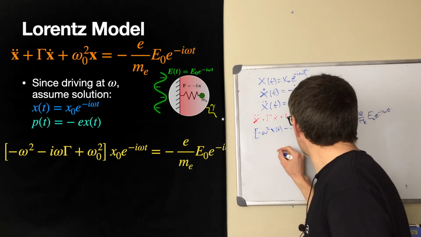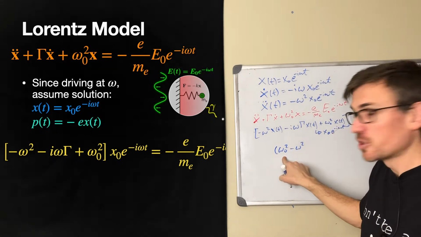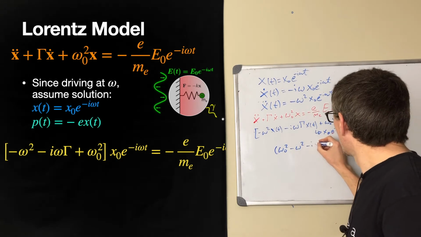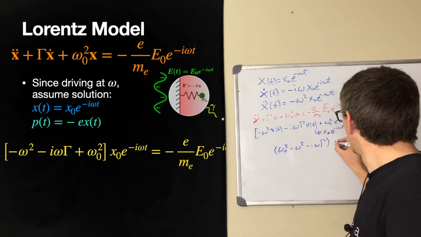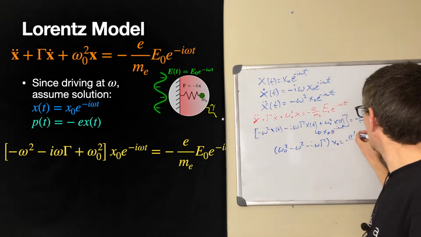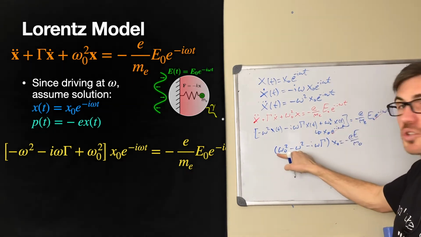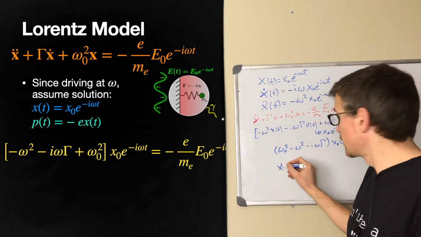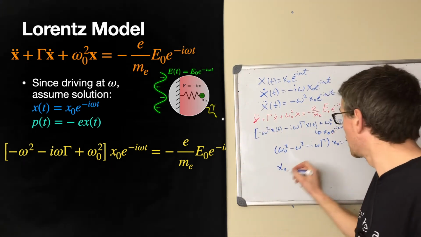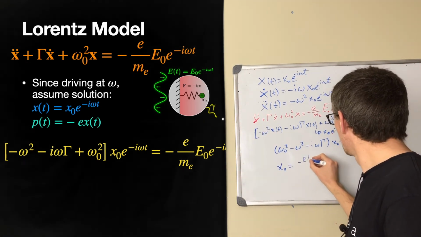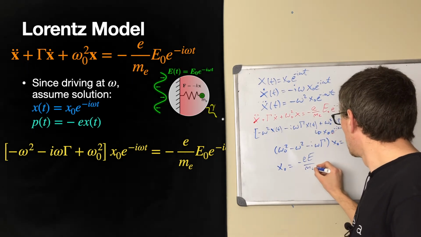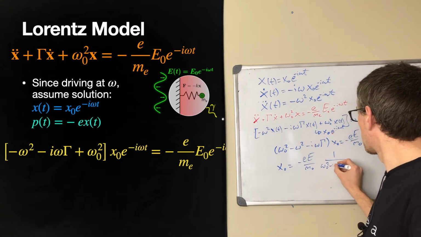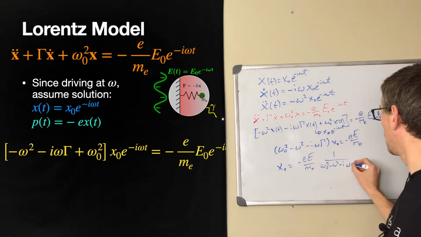So we got omega squared. Just to be clear, omega is the driving frequency. Omega naught is the natural frequency of the system. Minus i omega gamma, x naught is equal to minus E, big E, over the mass of the electron. We'll just divide everything through here. So we're going to get x, our steady state solution. The amplitude of the oscillation is like this: minus e times big E over m naught times 1 over omega naught squared minus i omega gamma.